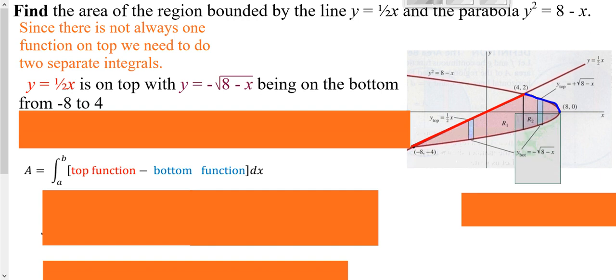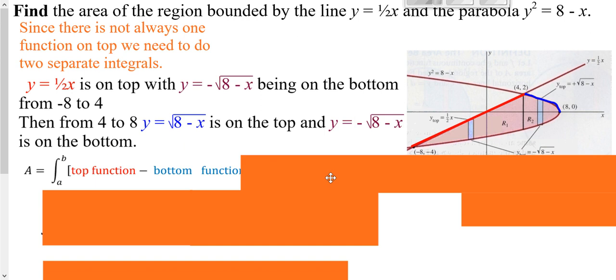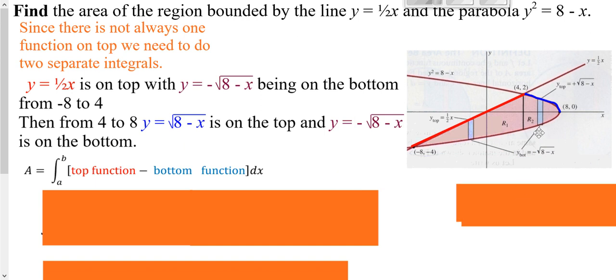Well, over here, you still have to have it solved for y. You'd have the top half of your parabola, which would be the positive root, and then you'd have the bottom half, which would be the negative root, and you'd be integrating it from your 4 all the way over to 8. So we'd still go top minus bottom, but as two separate integrals.